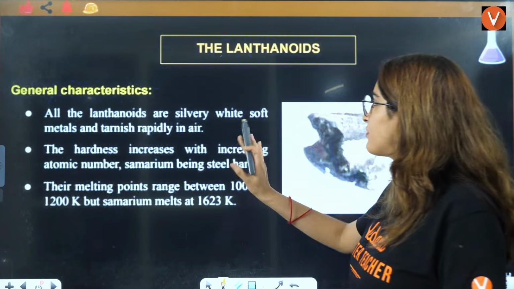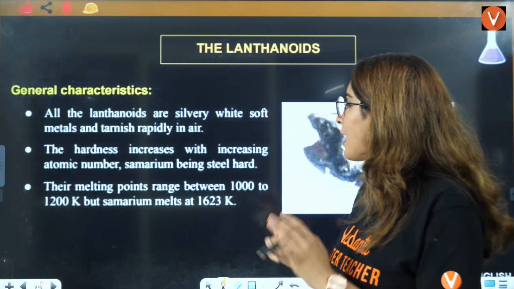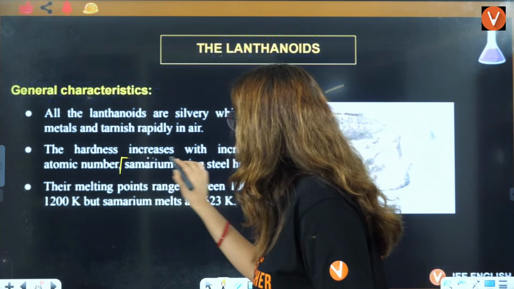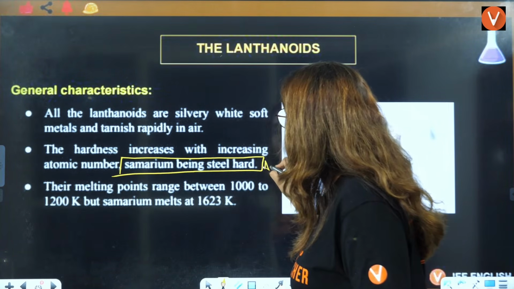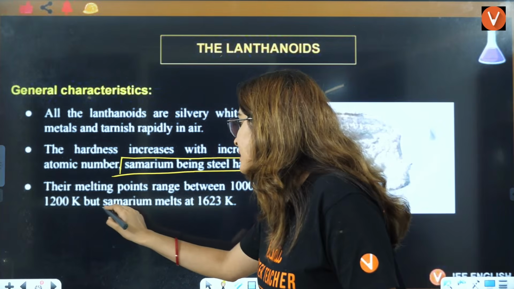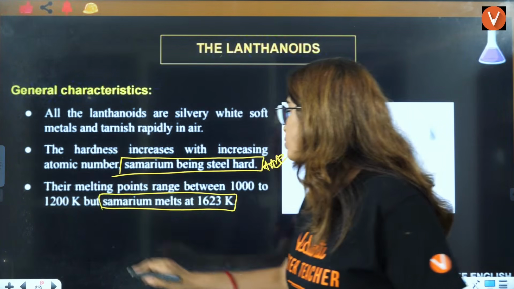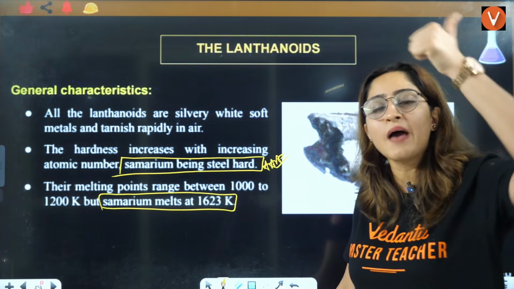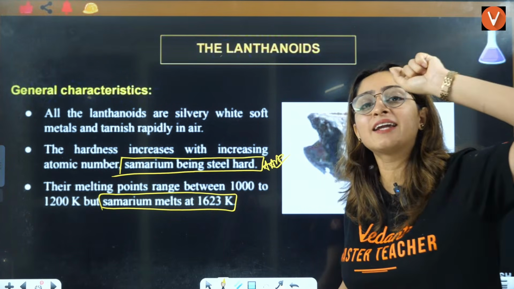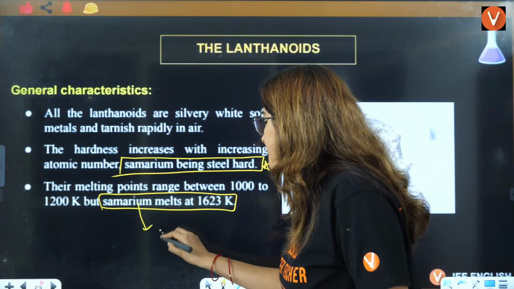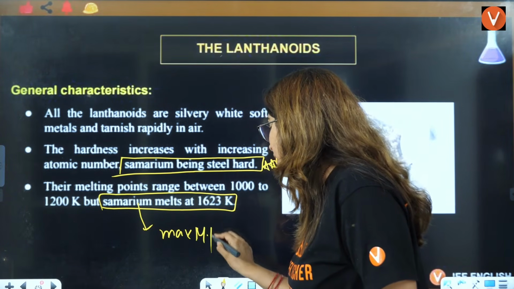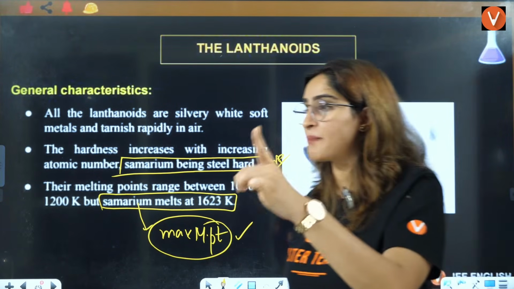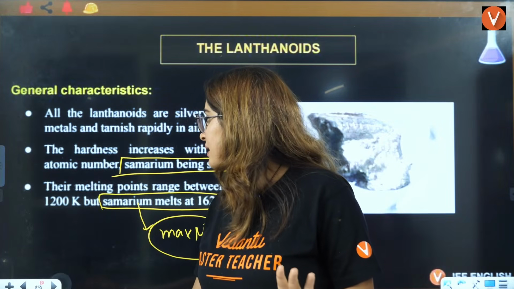All the lanthanoids are silvery white soft metals and tarnish rapidly in air. The hardness increases with increasing atomic number. Now, this is important. Samarium being steel hard. Samarium is very hard, right? But samarium melts at 1623 Kelvin. The melting point ranges between 1000 to 1200. Samarium is extremely hard and it has maximum melting point. That is the exception of samarium, and it is very hard. And this exception they can ask you directly in the exam, right?